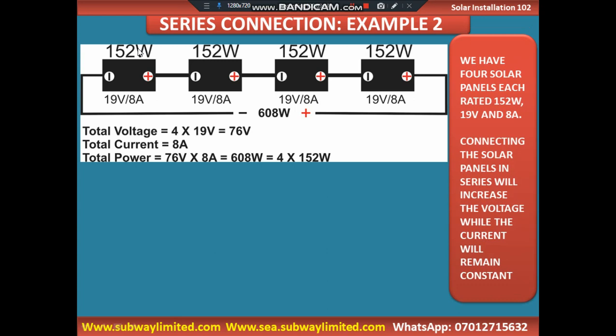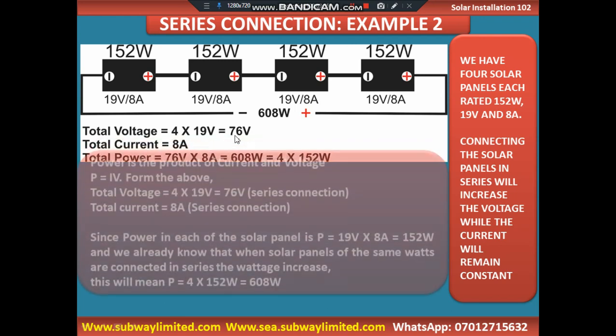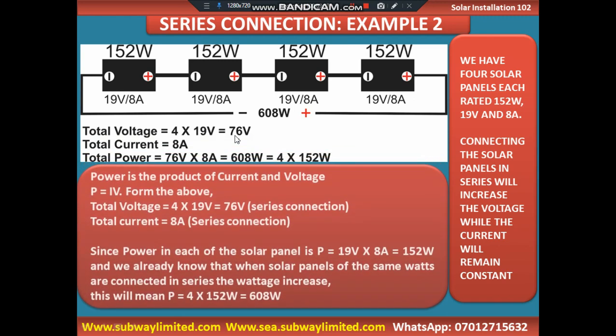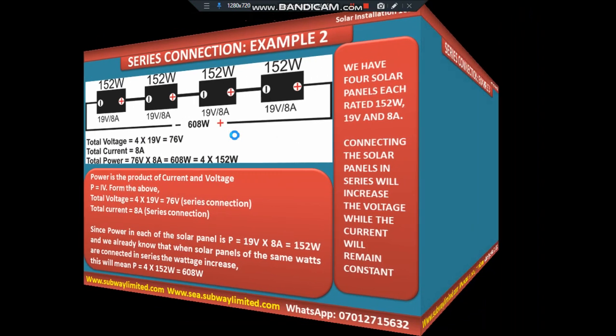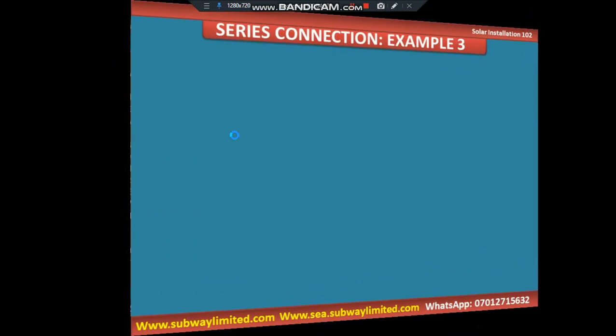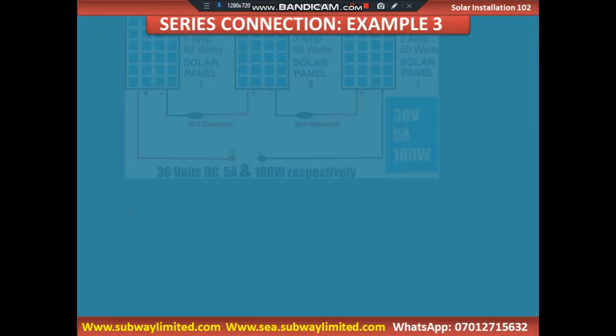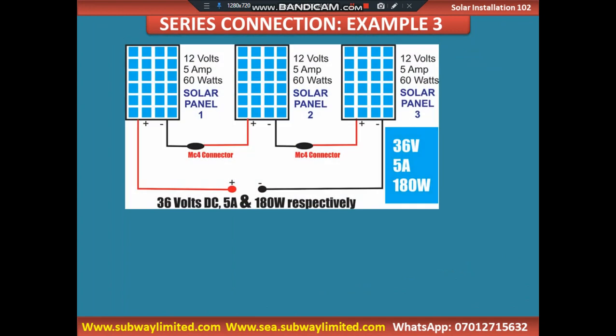Remember, we are considering series connection here. So we are saying when we have 4 solar panels, each as rated on this, then the result is what we are having here. And this is exactly what I have already explained. You can go through it and get a clearer picture of what I am saying here. We go to example 3. Example 3 is the figure before you here.